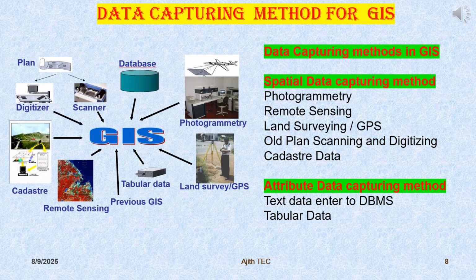Data capturing methods in Geographic Information System. The main spatial data capturing methods for GIS can be classified as shown below: photogrammetry, remote sensing, land surveying, GPS, old plan scanning and digitizing, and cadastral land parcel data. Attribute data capturing methods: text data entered into the DBMS, and tabular data converted to the DBMS.